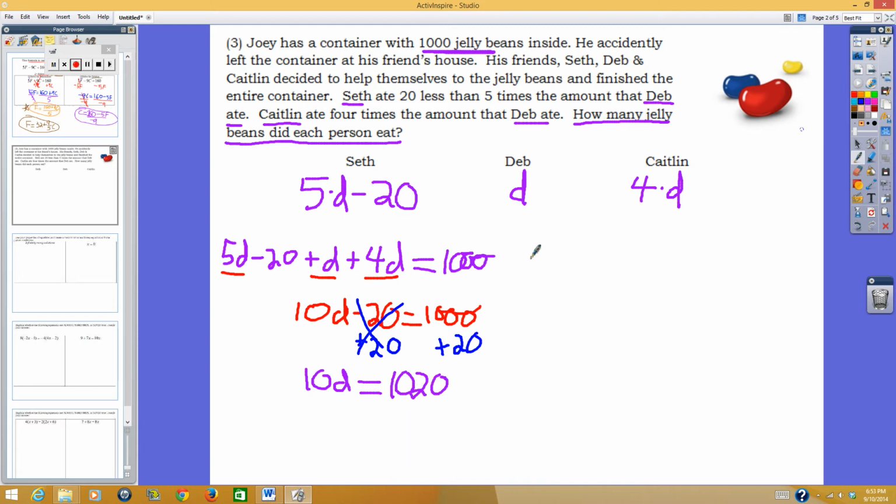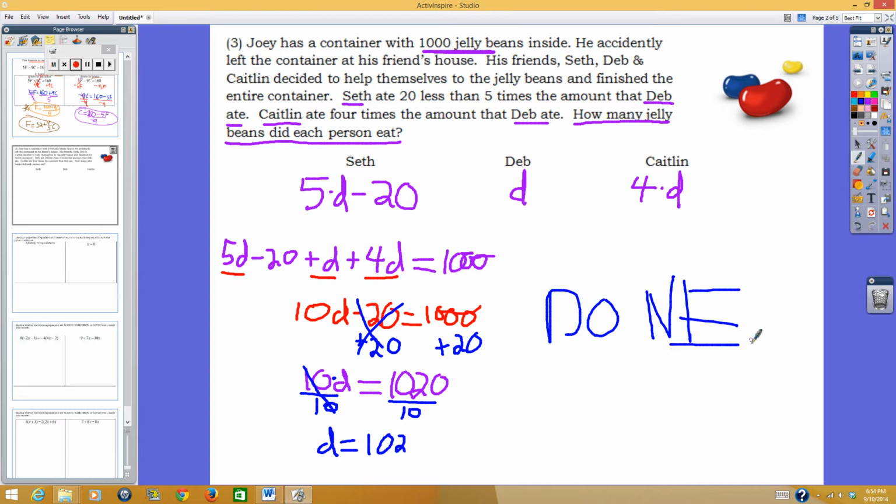Alright, last step to find out what D is, you have to get rid of this 10. There's multiplication, so you would divide by 10 on both sides. That 10 crosses out, and your answer will be D equals 102. Congratulations, we're done. I'm just kidding. We're not done. Please read the question carefully. It says, how many jelly beans did each person eat?